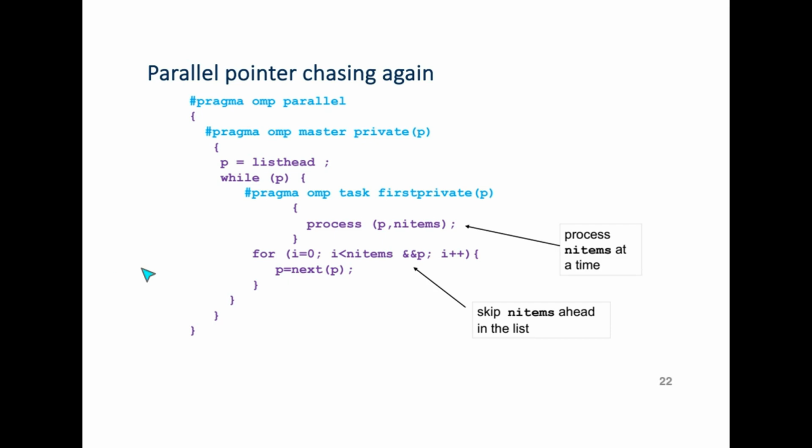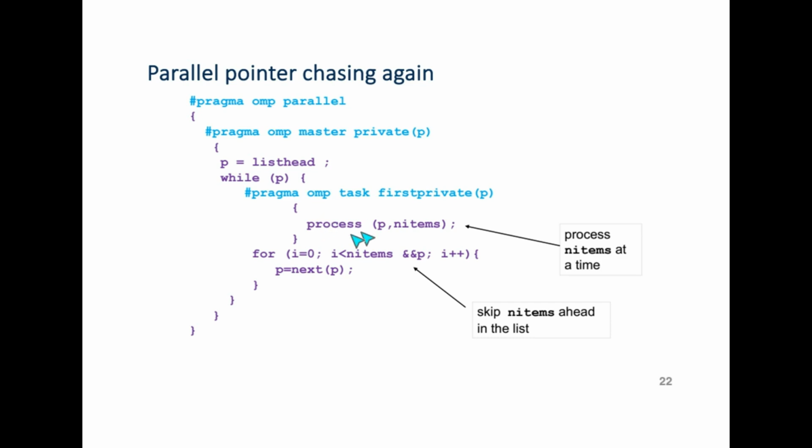Okay, so for example, let's go back to our linked list chasing algorithm again. You might think, maybe we need to refactor this so that instead of processing one item at a time, we refactor the code so that process actually processes n items at a time. Okay, so we make this call.